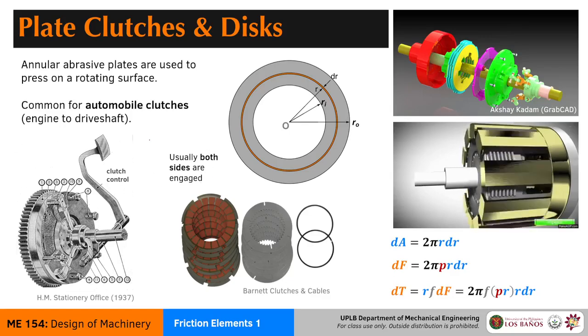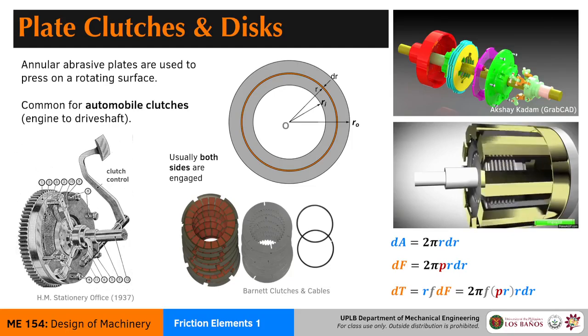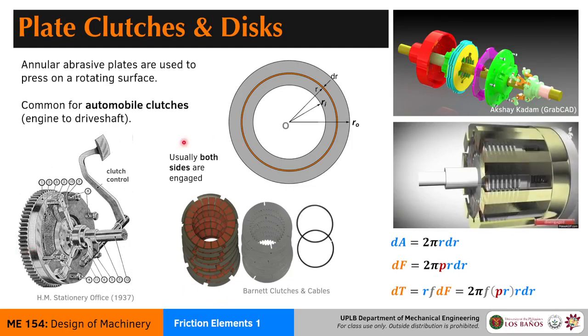Just note this. Usually both sides are engaged. So that means normally you'd want to have an even number of clutch pads, or at least clutch surfaces, for that.